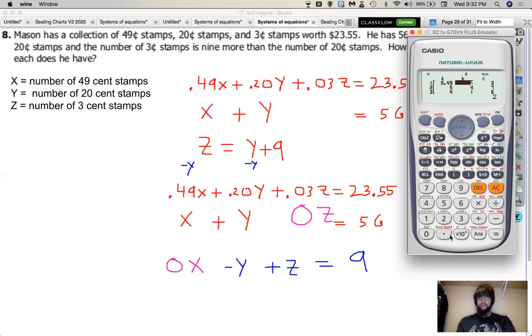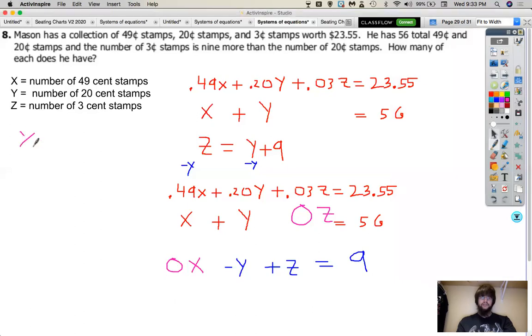0.49, 0.2, 0.03, 23.55. 1, 1, 0. Make sure you put it. Don't not put it. 56. 0, negative 1. That's tricky, trying to get you there. That negative 1, and then 9. We should get some nice numbers. If we don't, I screwed up somewhere. Let's see. Okay. So X is 40.